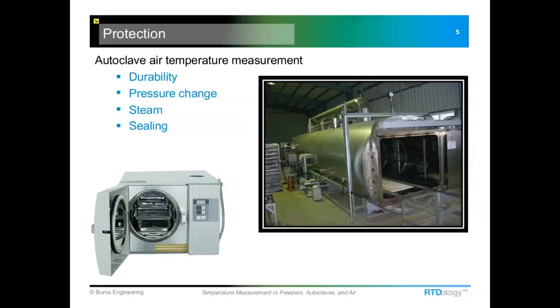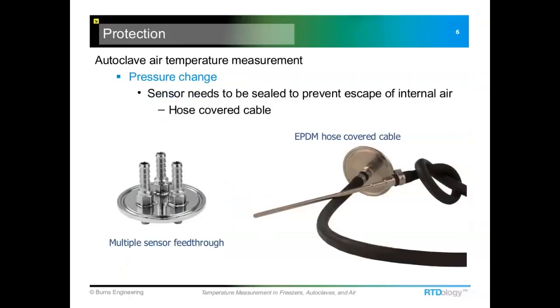Autoclaves have a very unique environment for a temperature probe. They undergo a pressure change and there's steam involved, and they need to be sealed correctly through the wall of the autoclave so that the vacuum can be pulled. So the probe has to be designed to withstand those specific environments. Pressure change is the biggest problem with temperature probes.